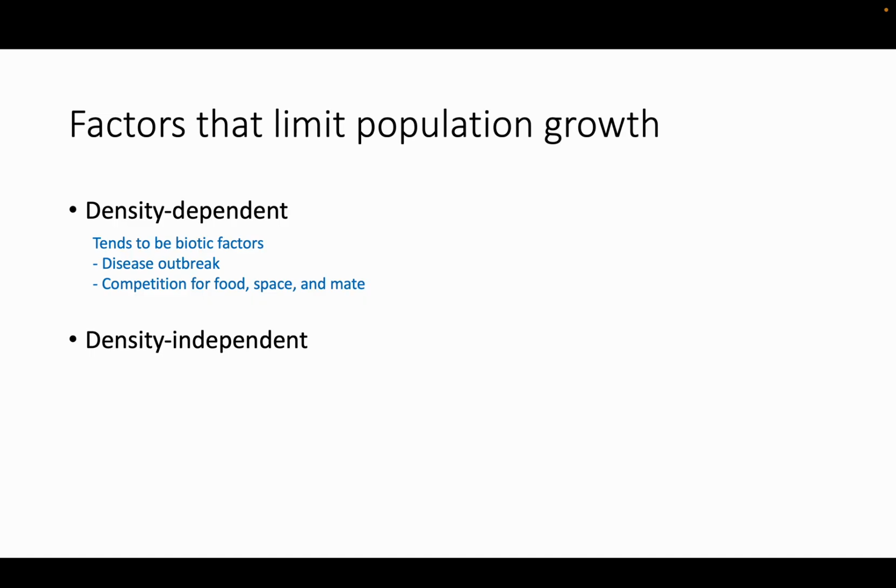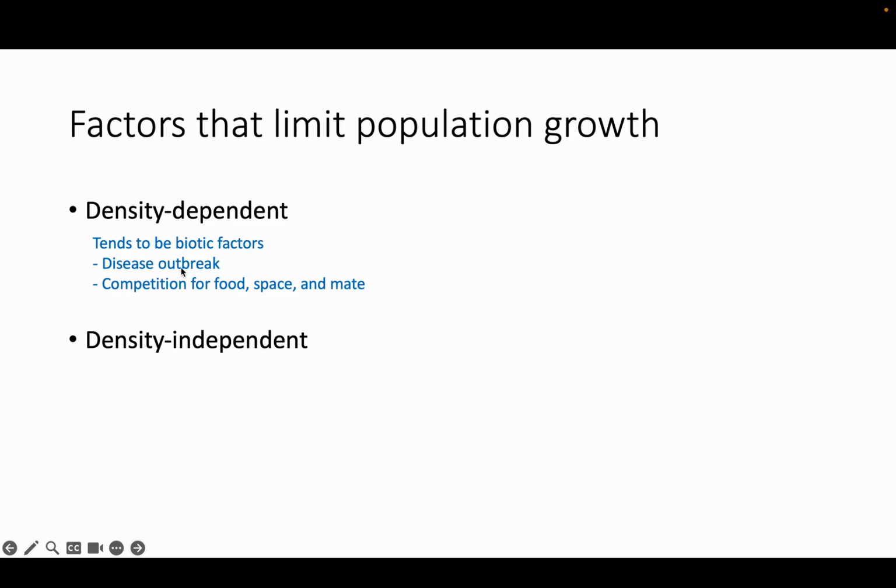And some last things that we're going to discuss are that there can be some factors that limit population growth that can be either density dependent or independent. If we talk about disease outbreak and if there's a lot of increase of competition for food, space, and mating, all of these factors, if you notice, they tend to be biotic factors, living factors. Living factors are affected by the density of the environment. If the environment is crowded or not crowded, these things can tend to drive the population lower to a much more extreme because they are affected by the density in the environment.